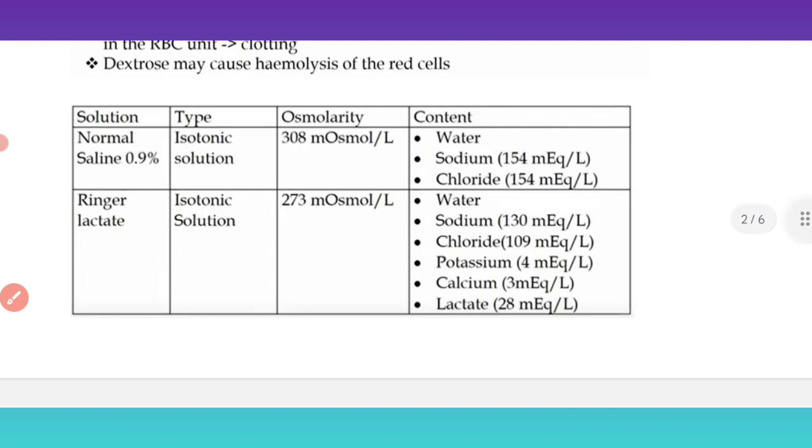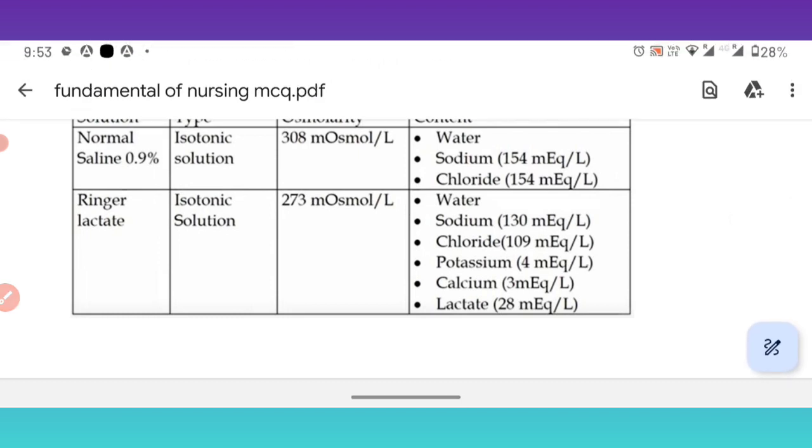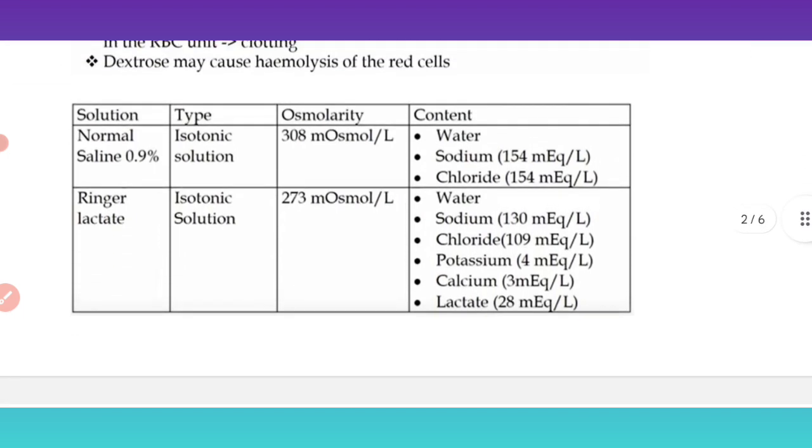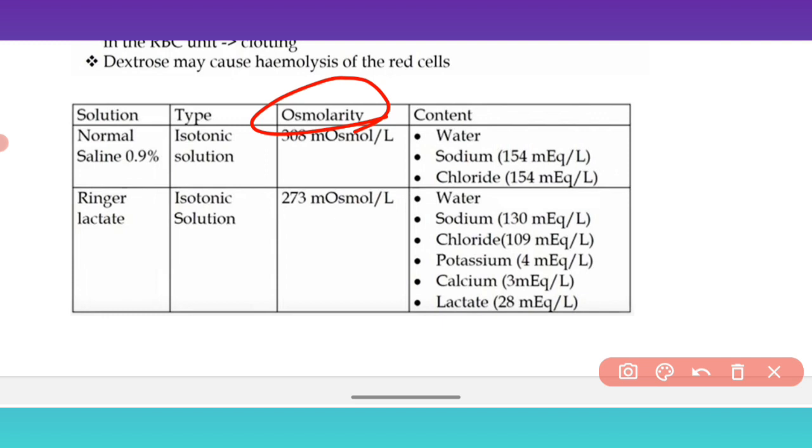what are the contents present in normal saline and Ringer lactate? Here you can see, there are two possible questions. Usually they will ask the osmolarity of the solutions, and they can also ask about the content present in each isotonic solution.